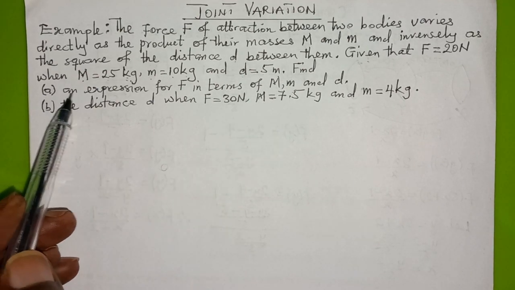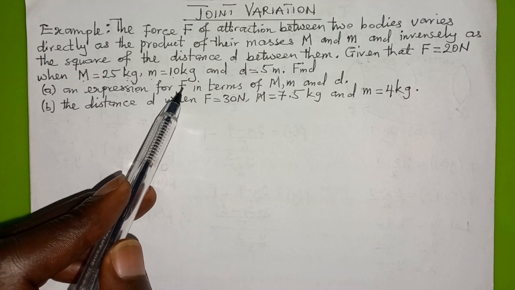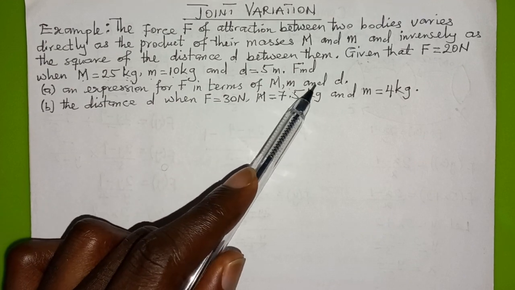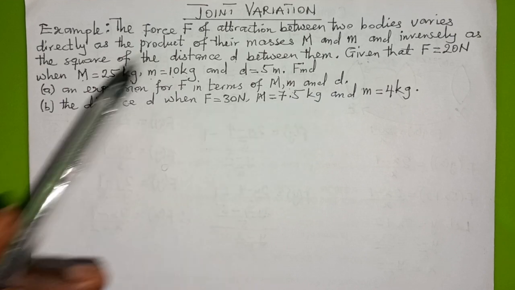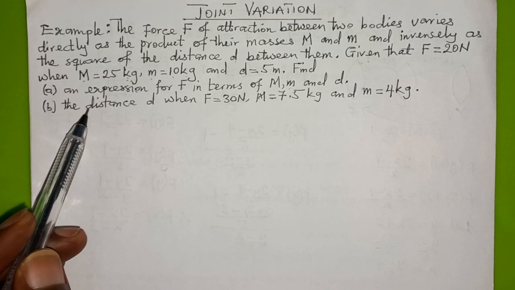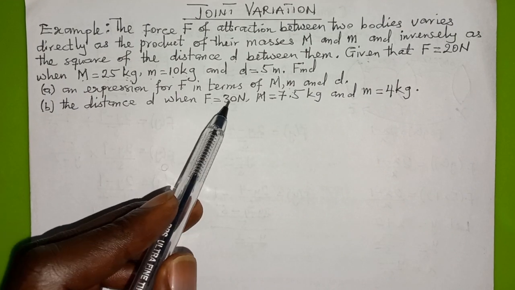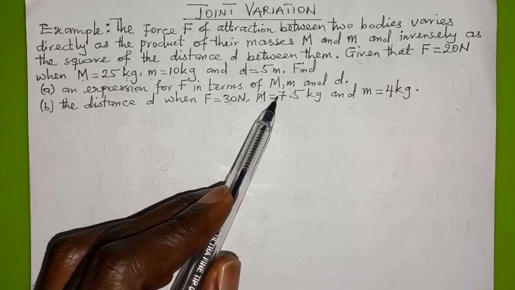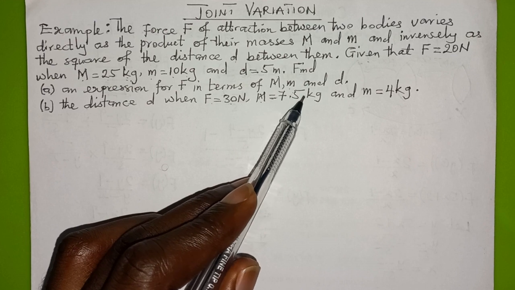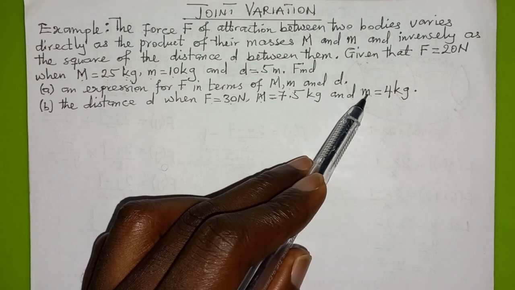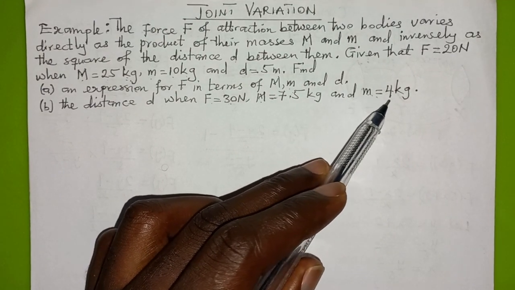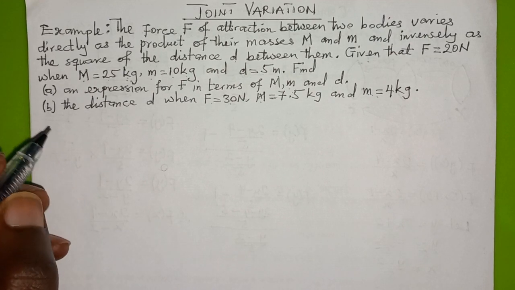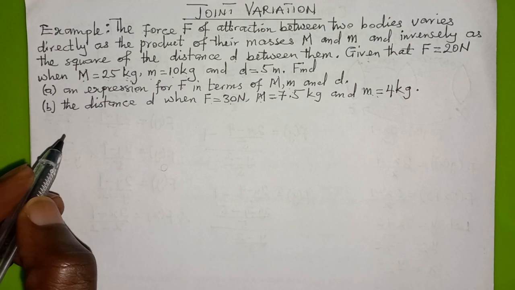Find A, an expression for F, which is the force, in terms of the bigger mass, the smaller mass, and then our distance. Then B, the distance d when the force is 30 newtons, the bigger mass is 7.5 kg, and the smaller mass is 4 kg. All right, so let's begin with our expression.